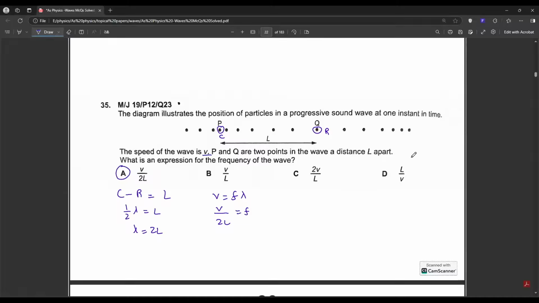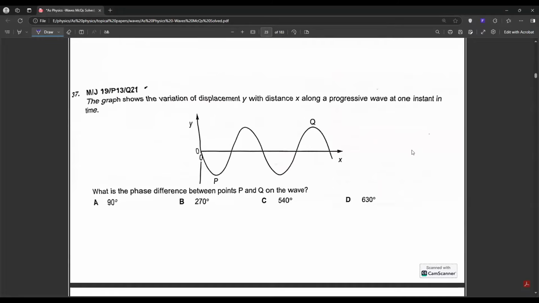Let's further move ahead. The graph shows the variation of displacement y with the distance x along a progressive wave at one instant in time. Perfect. What is the phase difference between points P and Q on the wave? Okay, we have to calculate the phase difference between points P and Q. So if this is point P, this point, let's say X, will have a phase difference of what? The phase difference between Q and X will be what? 360 degrees. Because this is also a crest.